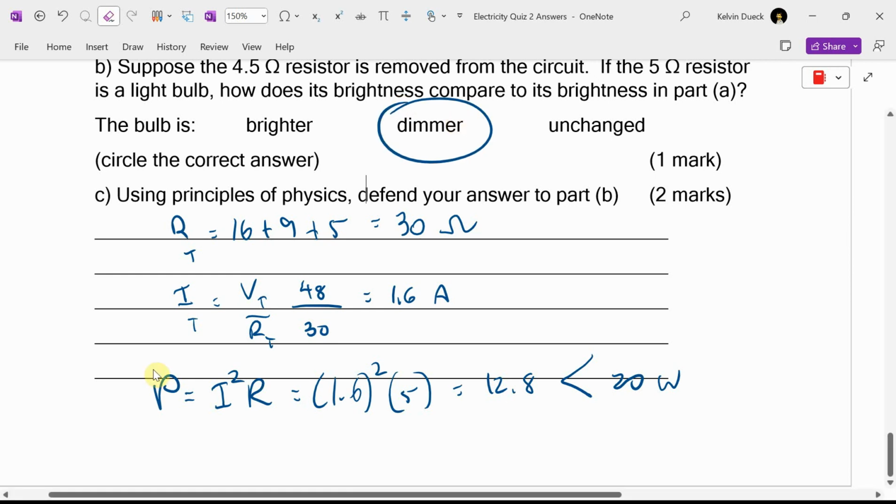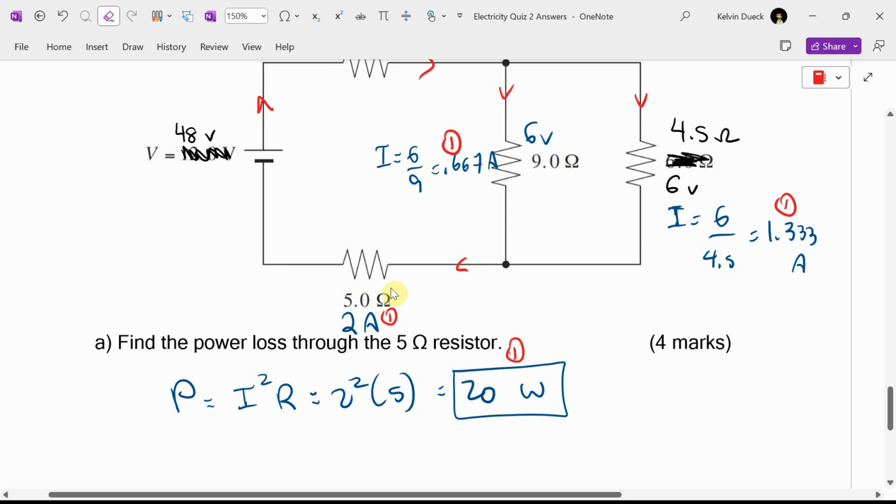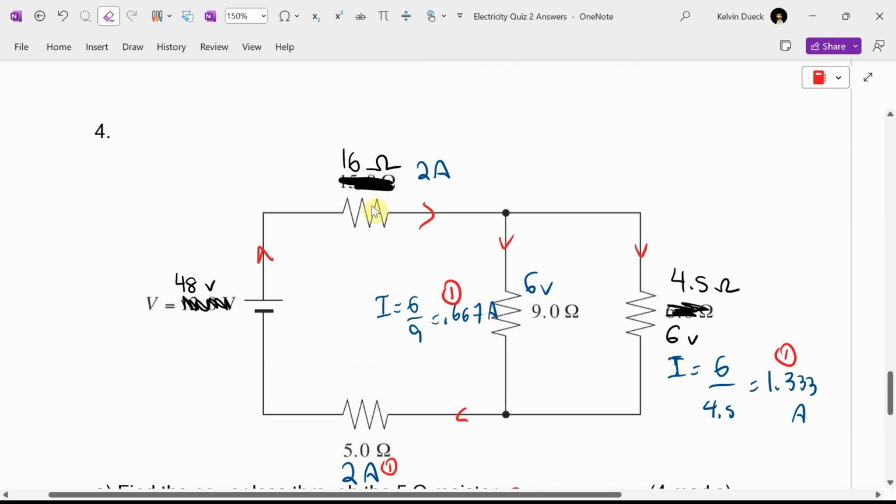This is a little weird. We removed a bulb. You'd think that would leave more energy for the other bulb, but when you add resistors in parallel, you actually lower overall resistance and increase overall current. And because it's the total current going through this bulb, yeah, this would get dimmer, as would this bulb get dim.